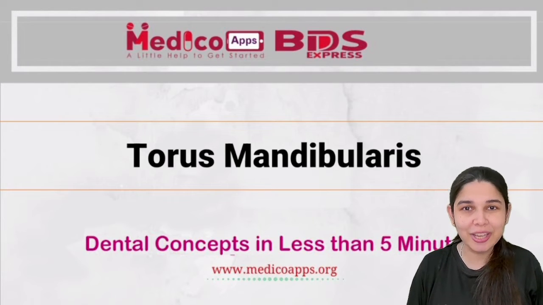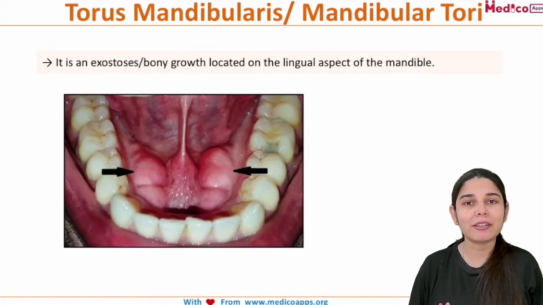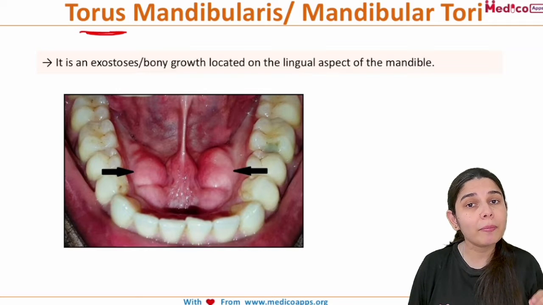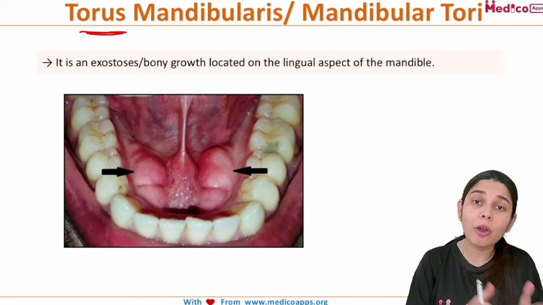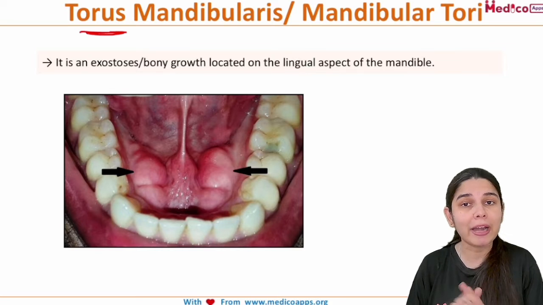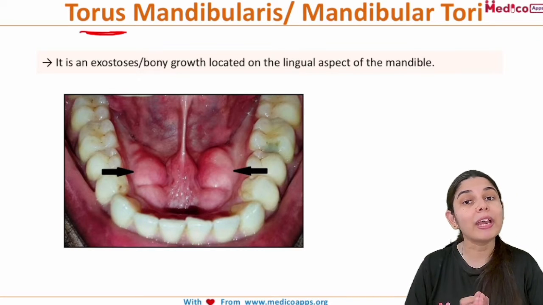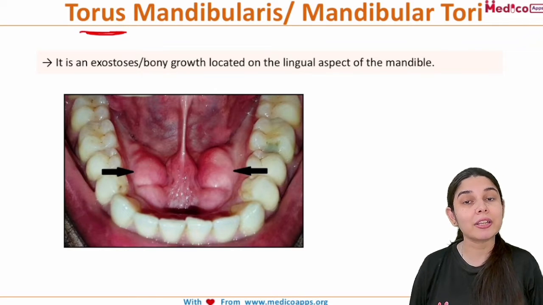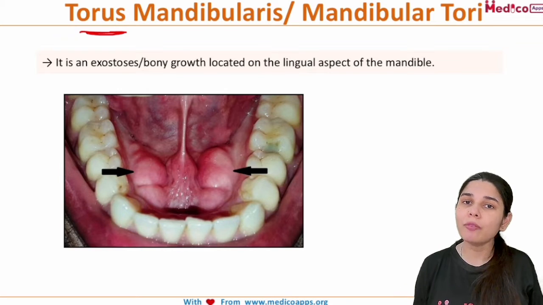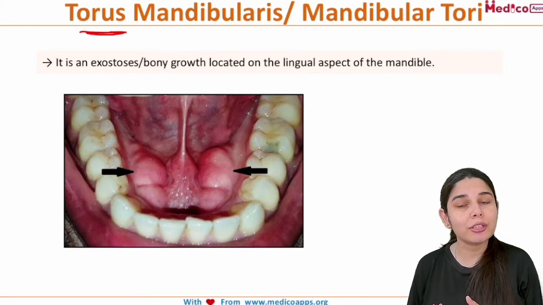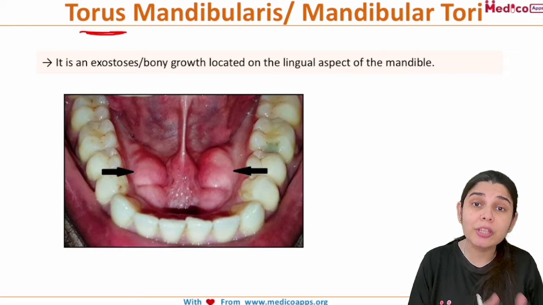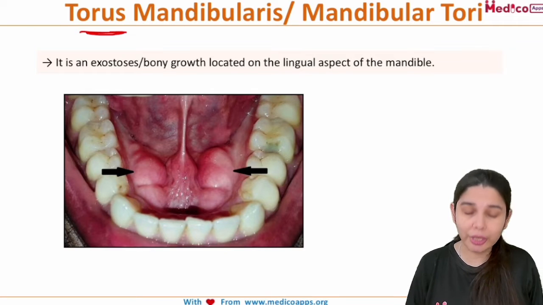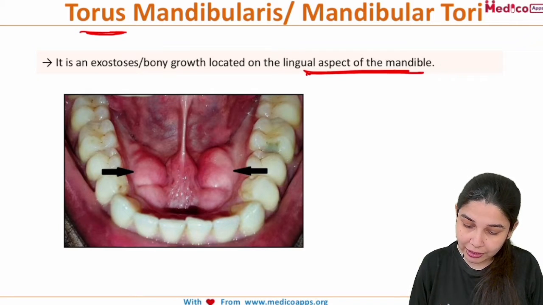So let's start today's discussion on Torus mandibularis. The word torus itself means an anatomical protuberance. So an anatomical protuberance is present in the mandible. Now, how exactly will you define Torus mandibularis? The other name for Torus mandibularis is mandibular tori. So how will you define it? Mandibular tori, or the Torus mandibularis, is a bony overgrowth which is located on the lingual aspect of the mandible.